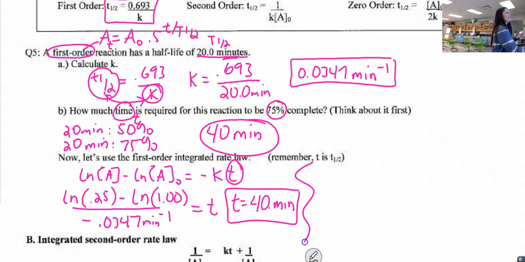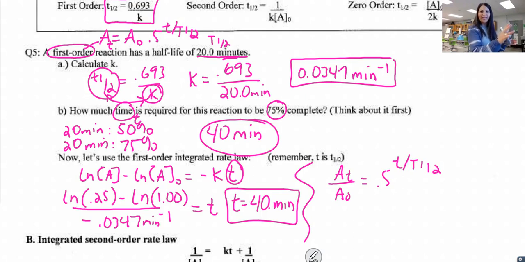Okay, now let's check to see how A equals A0 would work out for this. I'm not going to show you the whole thing, but I'm going to do At over A0 is equal to 0.5 to the t over t1/2. You can try it out too. In this case, we know our half-life time is 20 minutes, and we know that we're looking for t, okay?